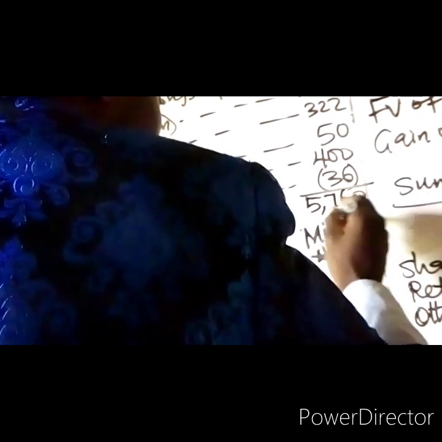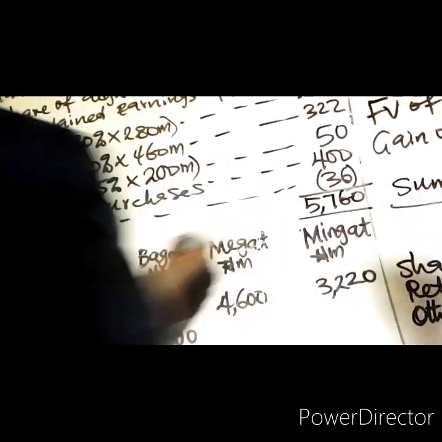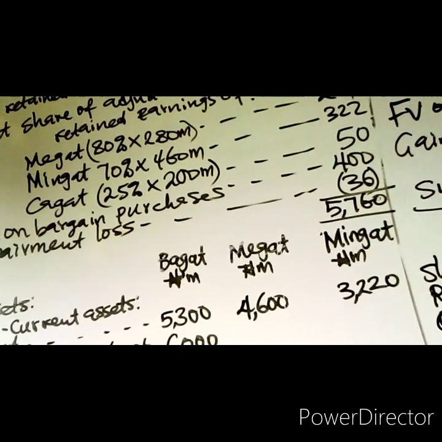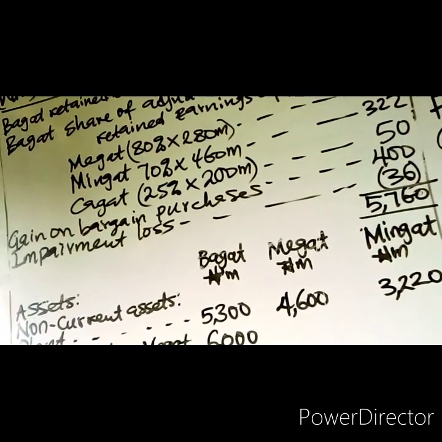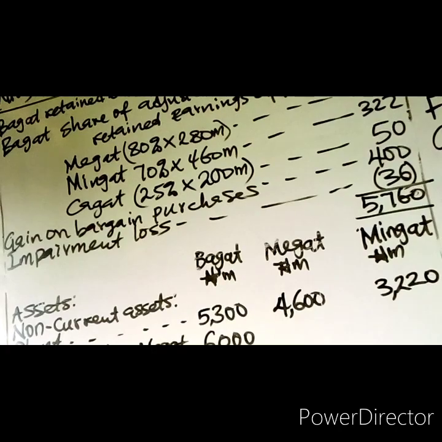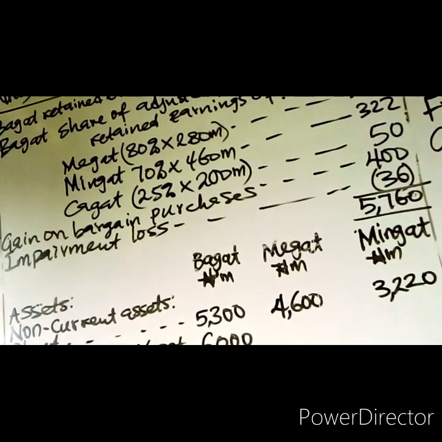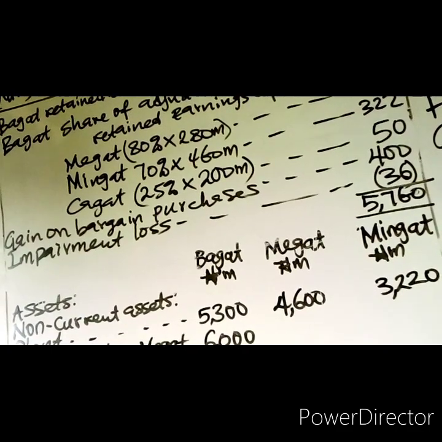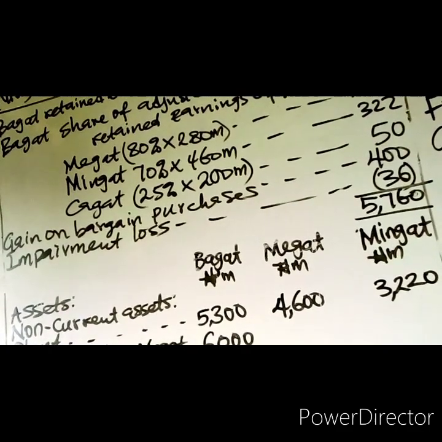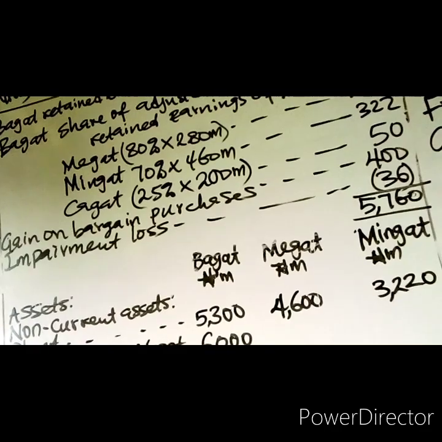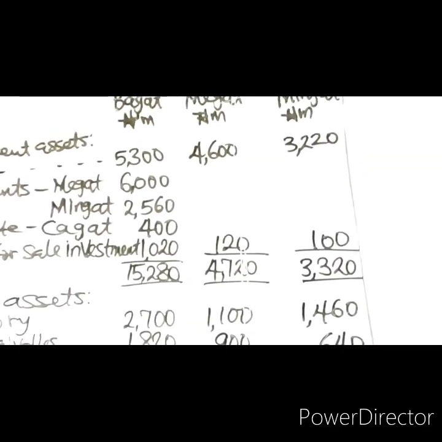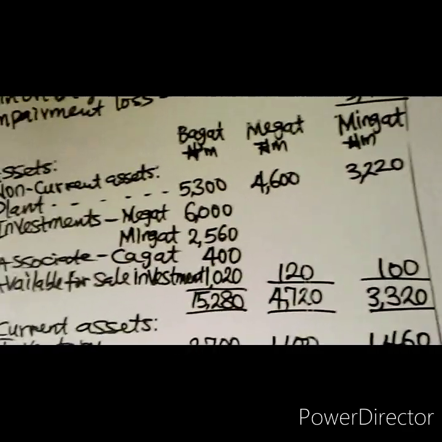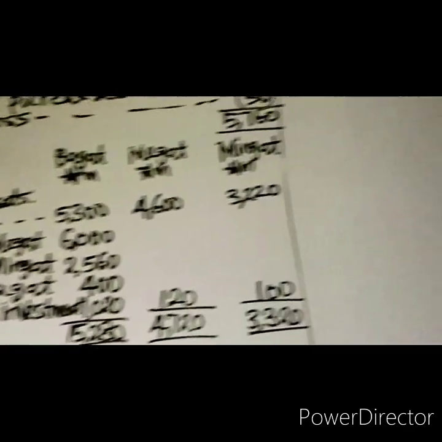5,760. That is the consolidated retained earnings. So we can prepare the consolidated statement of financial position. Other adjustments will be incorporated on the face of the consolidated statement of financial position. So you prepare for Bagat Group the consolidated statement of financial position.